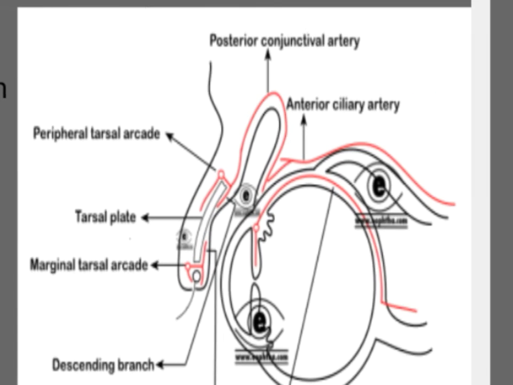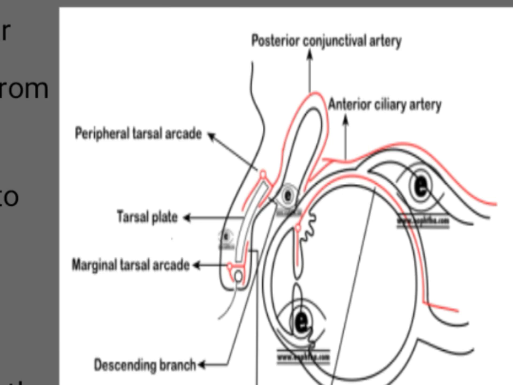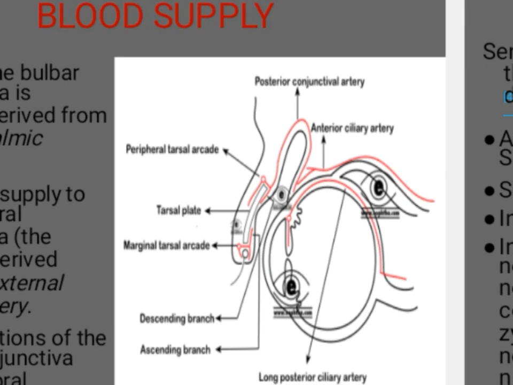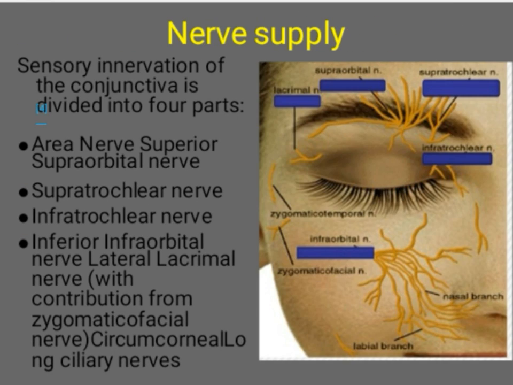In this diagram you can see the locations where the blood supply is provided through various arteries, named on the basis of their location. Through this point, the long posterior ciliary artery is responsible for providing blood, the ascending branch, the descending branch. Next, in the marginal tarsal plate area, it is the marginal tarsal arcade, then the peripheral tarsal arcade. These are the locations of various points in the eye. Next slide is the nerve supply.